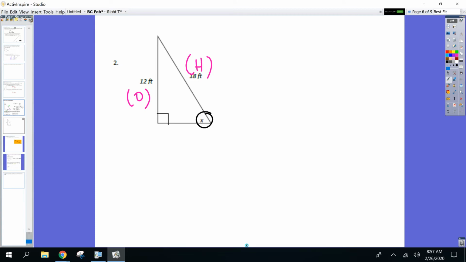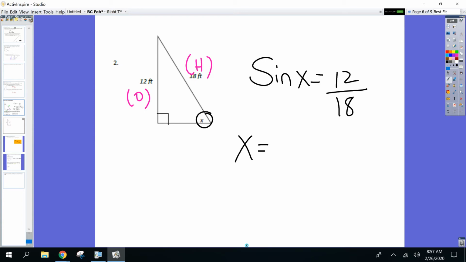Yep, there we go. Sine of my angle x equals opposite over hypotenuse. And we just got to be disciplined. We don't cross multiply when we find an angle. We got to use inverse because it's not going to make sense when I cross multiply. So what angle has a sine ratio of 12 over 18?